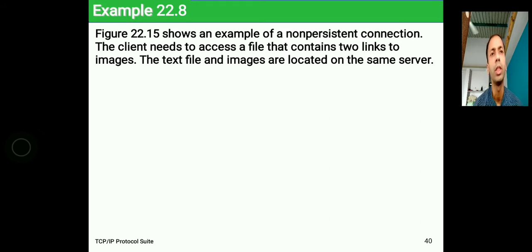When we talk about the HTTP protocol, protocol version 1.0, by default it supports what? Non-persistent connection. And HTTP protocol version 1.1 by default supports what? Persistent connection. Now let us try to understand what is the meaning of this persistent and non-persistent connection. It is very important for us now.